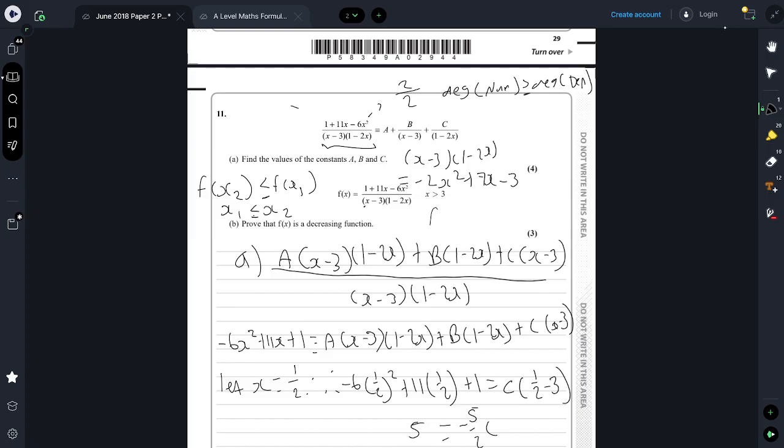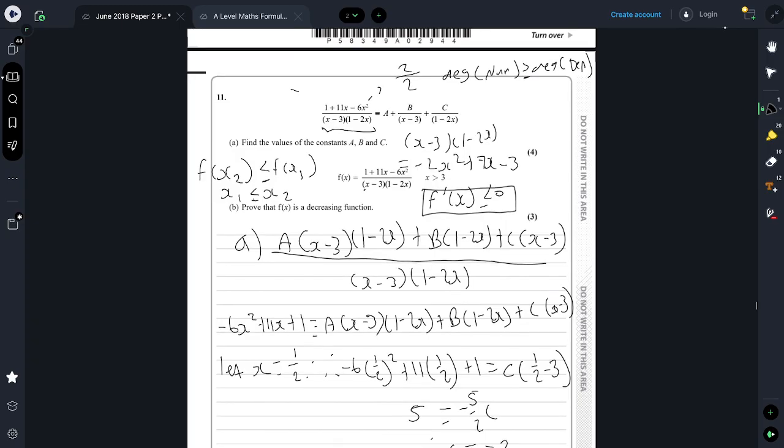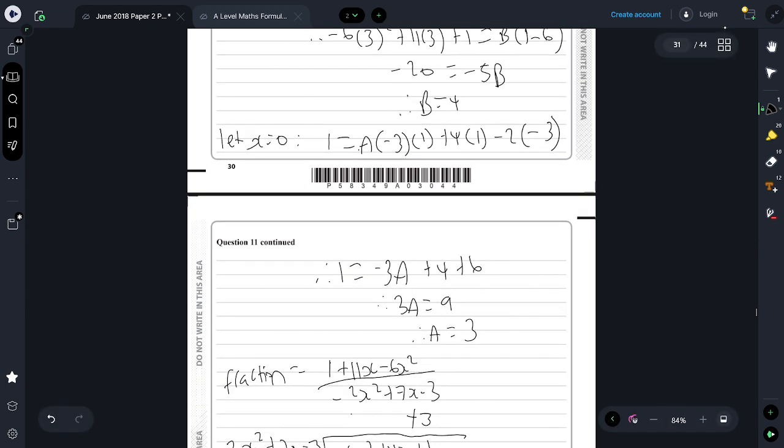What you want to be showing is f dash of x is less than or equal to 0 for all x, so any value of x. If you don't pick a certain value of x and keep it general, then you are proving it as a result. As long as you show this, it's a decreasing function. Don't worry about the other definition; that's just what it actually means. Hopefully that's the explanation.